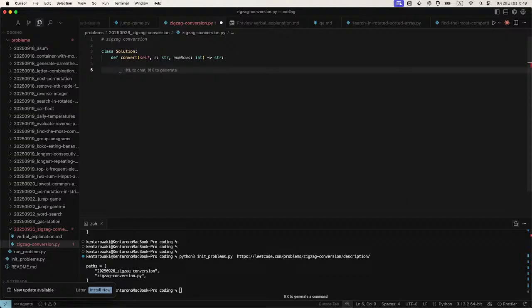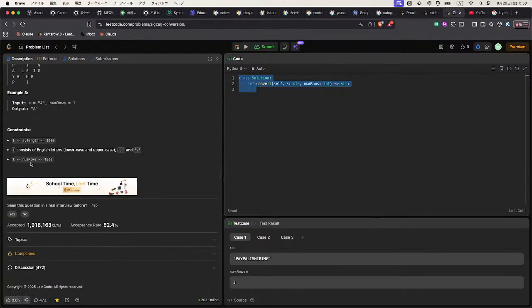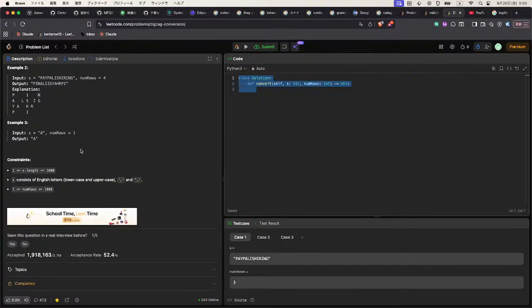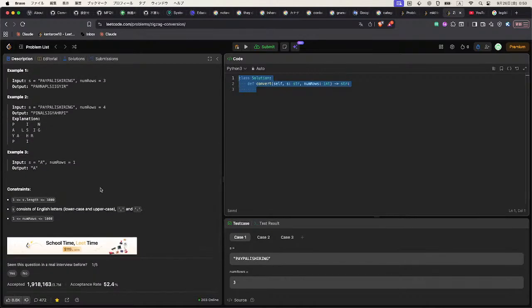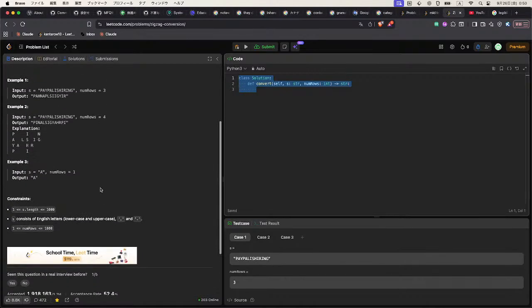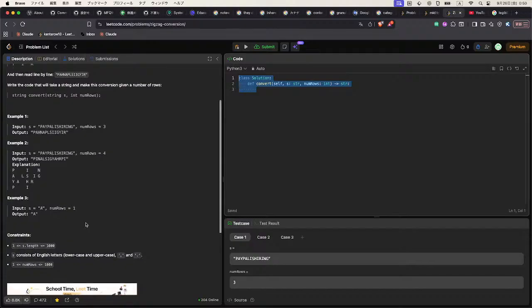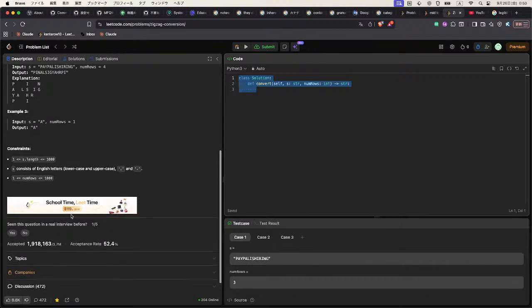So the number of rows ranges from 1 to 1000, and S consists of English letters plus comma and period. Okay. Yeah, we can handle these characters the same as English letters.